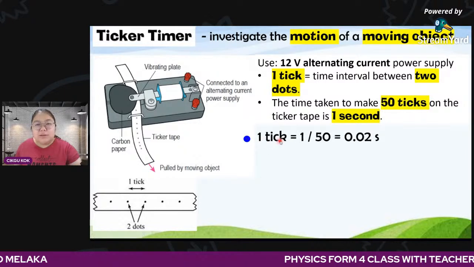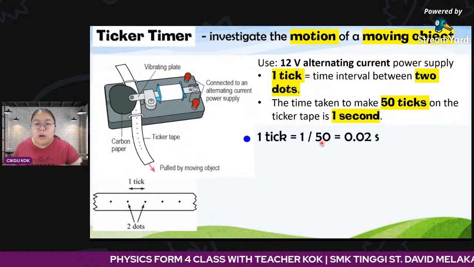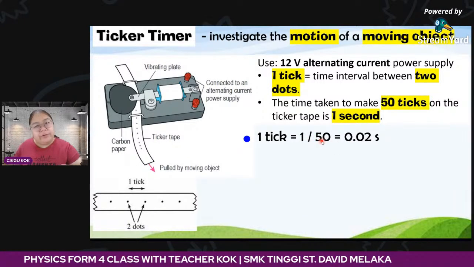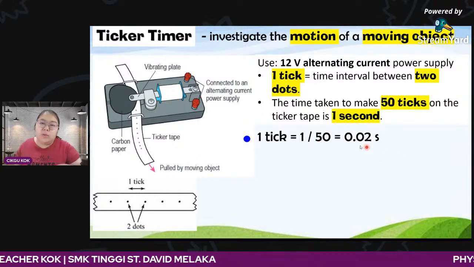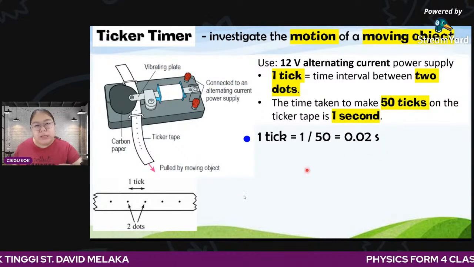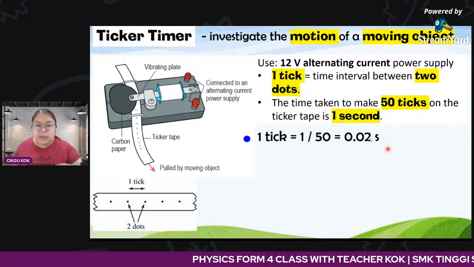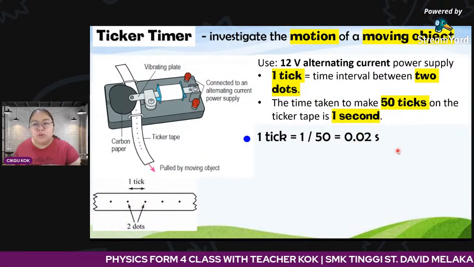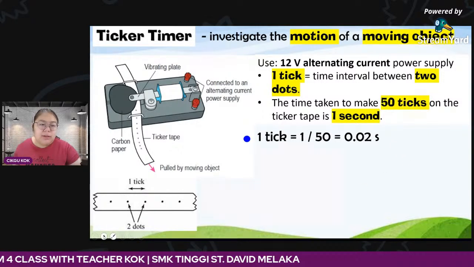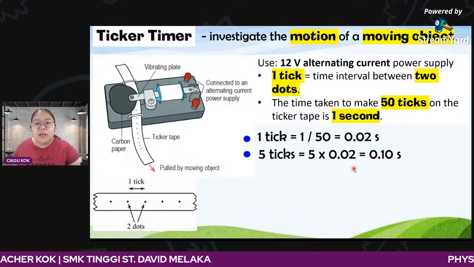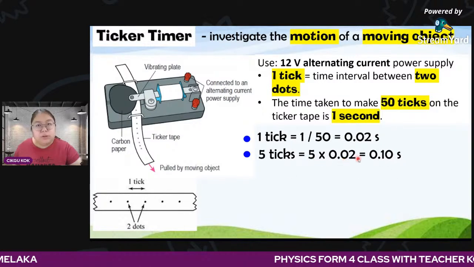One tick means 1 over 50. 1 second over 50 ticks. 1 over 50, then I get 0.02 second. This means from dot to dot, one tick, the time taken is 0.02 second. Very fast already, is it? So another thing, 5 ticks means 0.1 second. You take the 5 multiplied by 0.02.